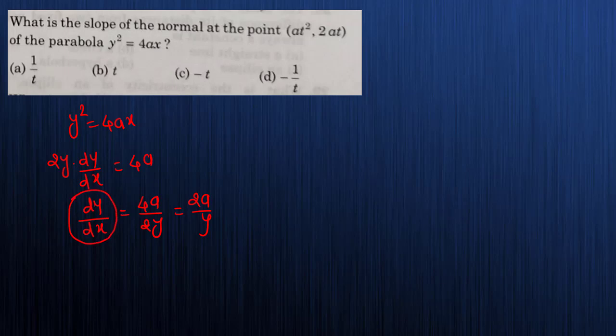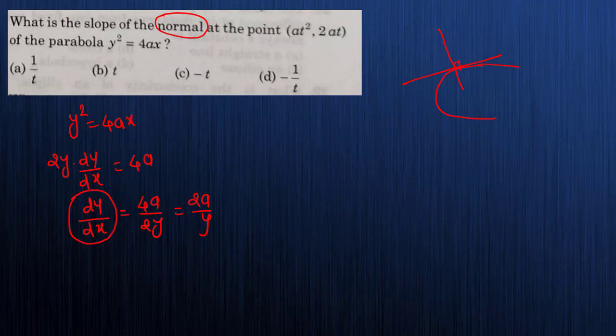ये हो गया मेरा slope to the parabola. But वो क्या पूछ रहे हैं? नॉर्मल का slope पूछ रहे हैं वो. Okay, suppose this is a slope, ये अपना parabola हो गया. So suppose this is a slope, so normal to this slope means what? ये इसको perpendicular है. And perpendicular का slope कैसा रहता है?